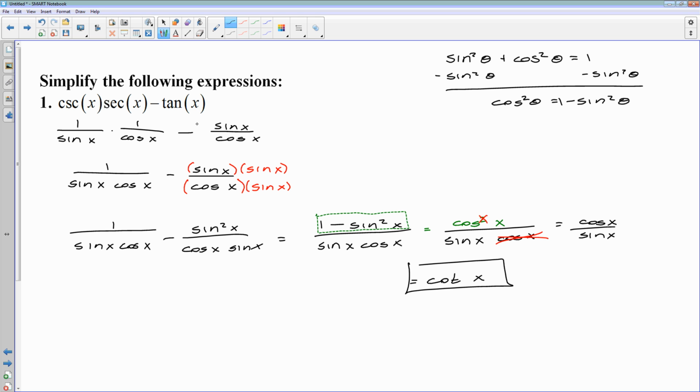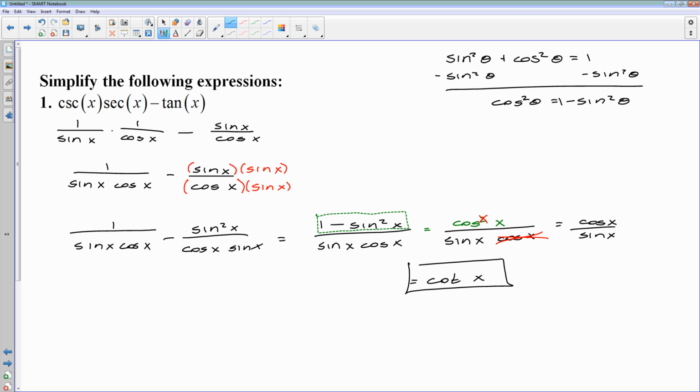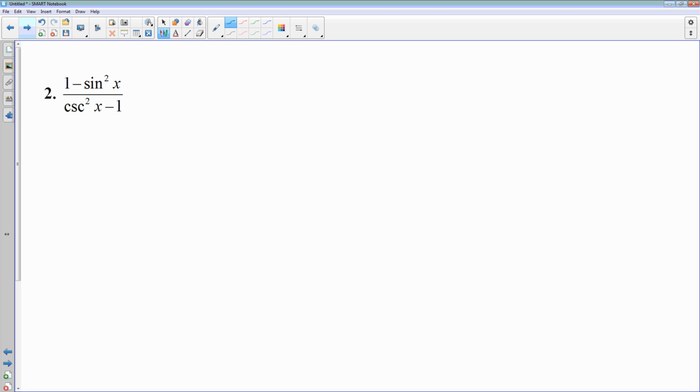So there's that problem. Let's move on and try this one. This looks scary, doesn't it? Let's see, 1 minus sine squared and cosecant squared minus 1. Actually, 1 minus sine squared we just did, didn't we? Yeah, cosine squared equals 1 minus sine squared. So that's playing around in the back of my mind. I know that cosine squared is equal to 1 minus sine squared.